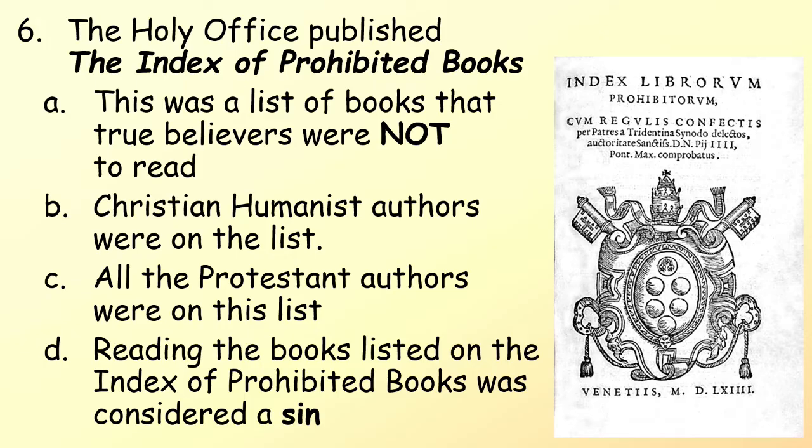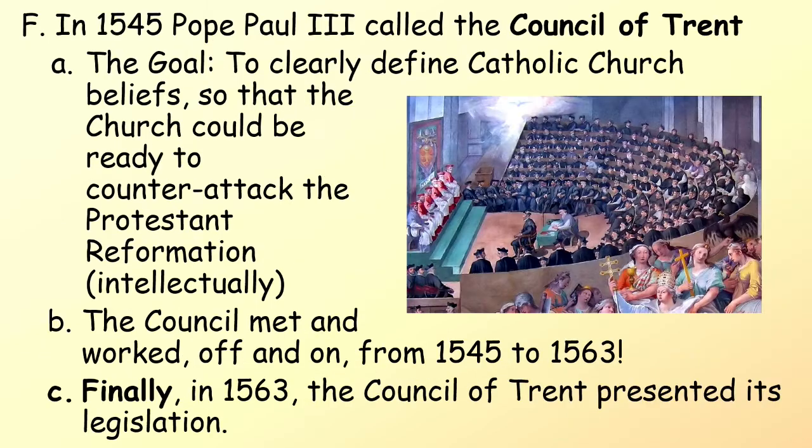And reading the books listed on the Index of Prohibited Books was considered a sin. In the year 1545, Pope Paul III called the Council of Trent together, and the goal of this council was to clearly define Catholic Church beliefs so that the Church could be ready to counterattack the Protestant Reformation intellectually.